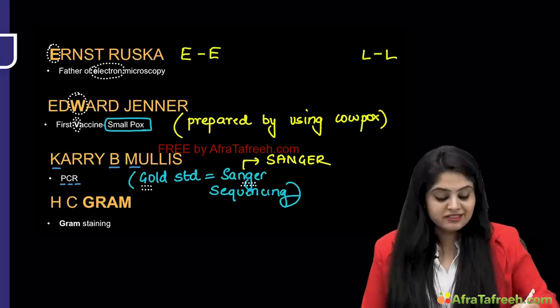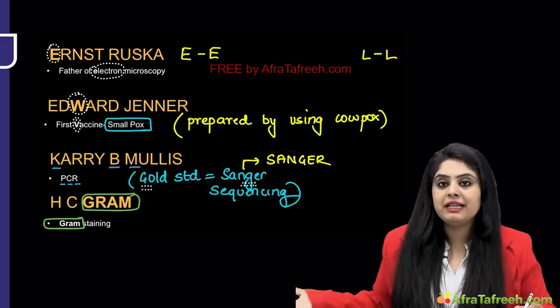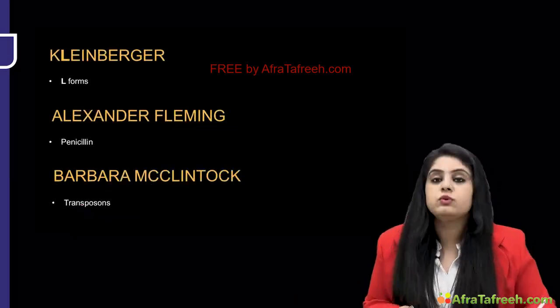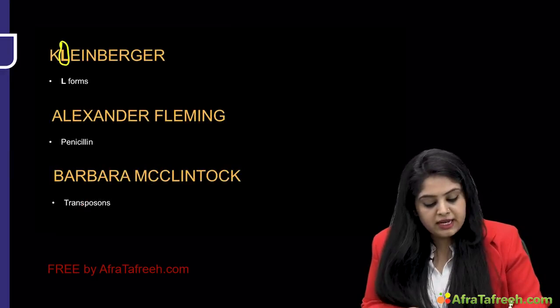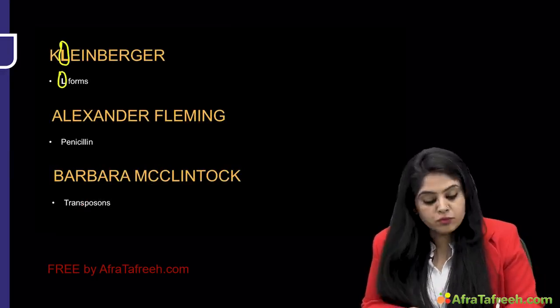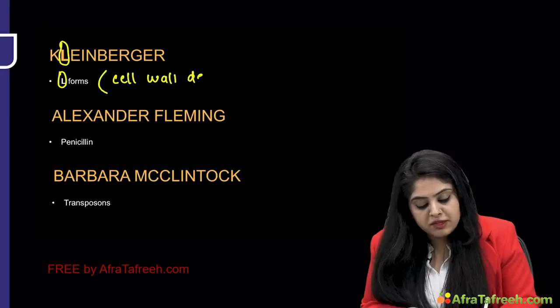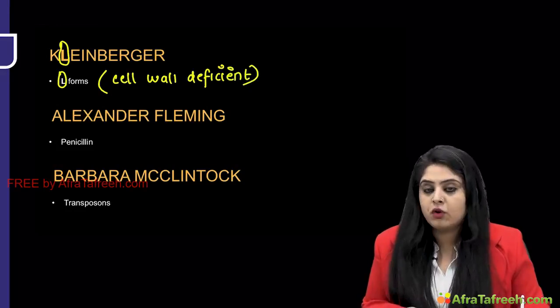Okay, the most common sense thing that I'm going to tell you now is who gave us the gram staining. So the scientist was only H.C. Gram, and H.C. Gram gave us the gram staining. Okay, the scientists are almost coming to an end. Okay, Klein-Berger, the L needs to be highlighted. What is Klein-Berger? L forms. What are L forms if you ask me? They are cell wall deficient forms. L forms are going to be cell wall deficient forms.